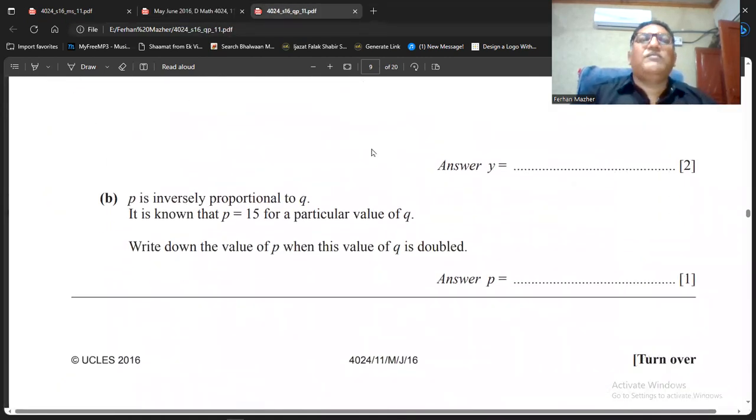So question number 15B part, he says P is inversely proportional to Q. It is known that P is equals to 15 for a particular value of Q. Suppose that that value is X.